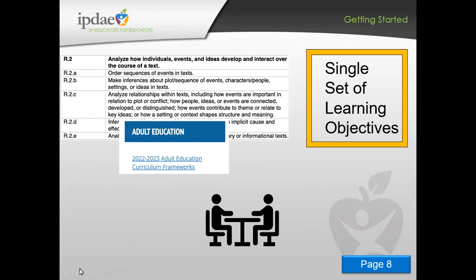So for example, if your content anchor standard is R2, which is analyze how individuals, events, and ideas develop and interact over the course of a text, and your single set of learning objectives involves reading and making connections using technical text with appropriate hand washing techniques, you would need to know that technical text involves tasks, directions, procedures, sequencing. With the frameworks coupled with the single set of learning objectives and your partnership from your CTE instructor and employer, you can create fun and engaging lesson plans.